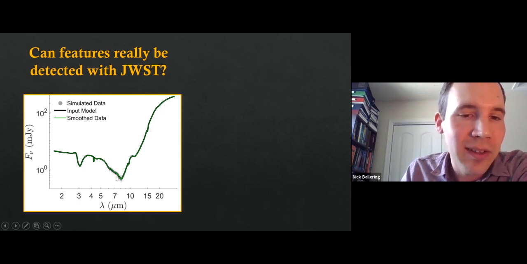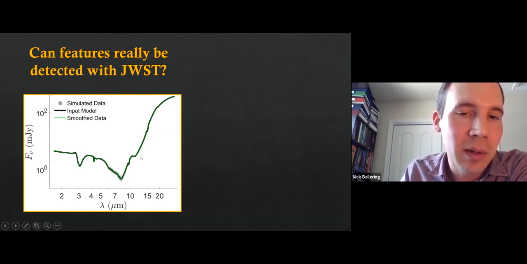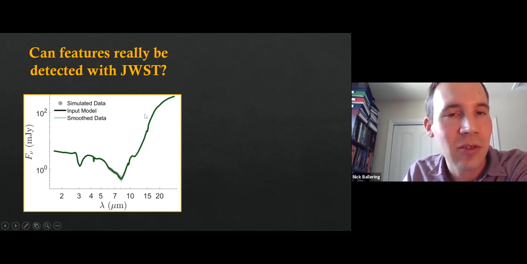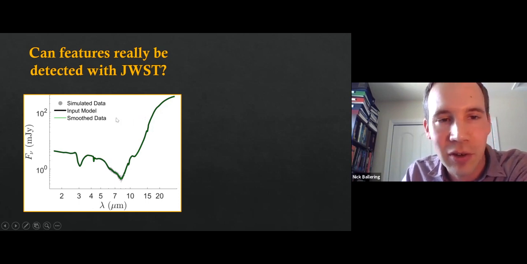And then I take those points and I smooth them to show the green line, what you would actually be able to recover from data if you took these gray points and smoothed them. And you can see the green line tracks the input model quite well. So I think the answer is yes. I think JWST will be more than capable of actually detecting these features.